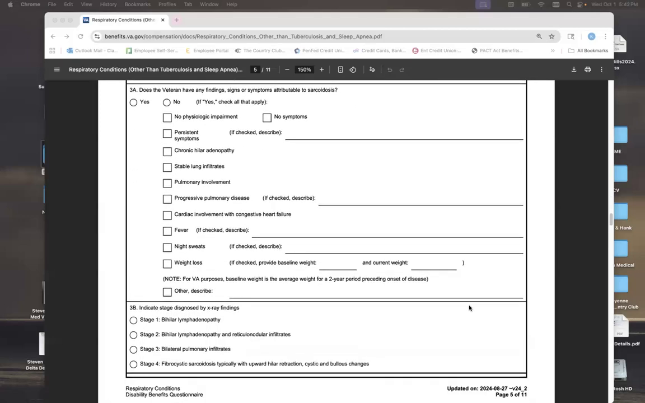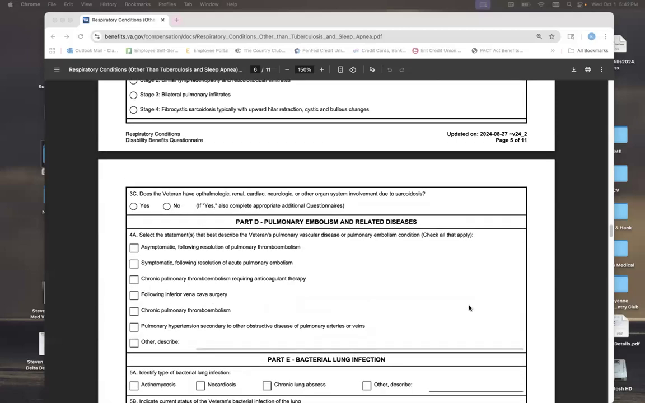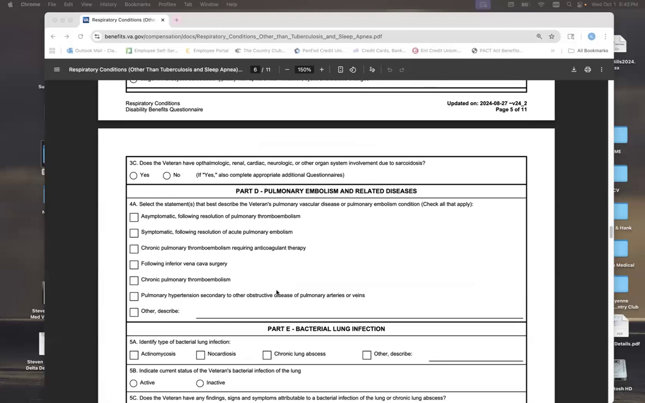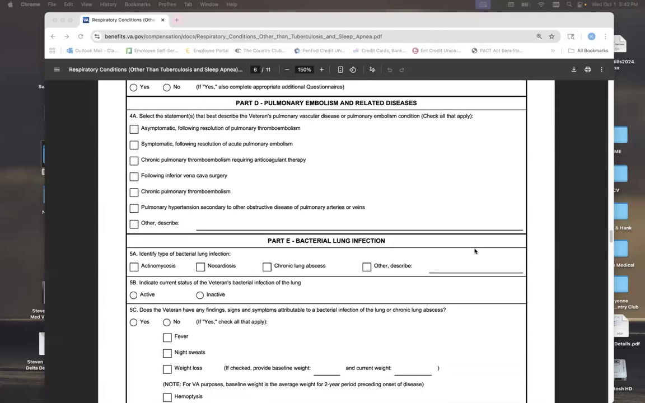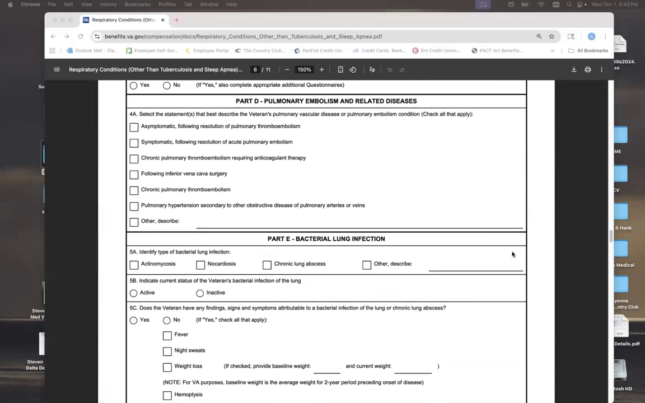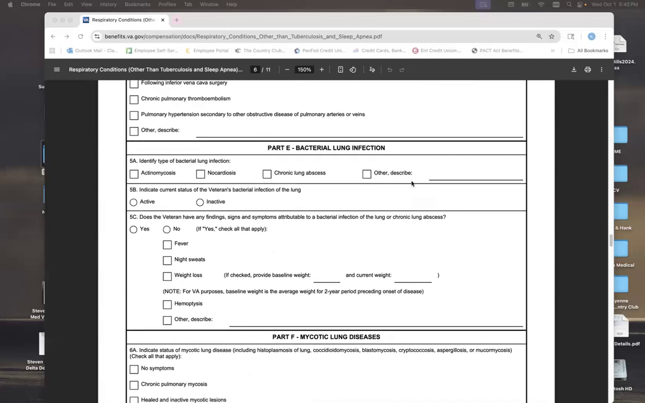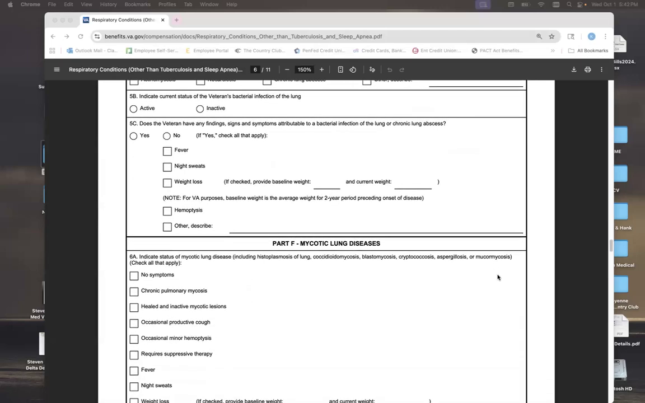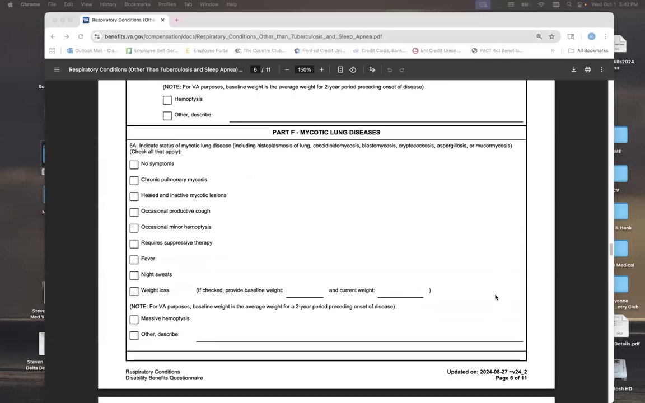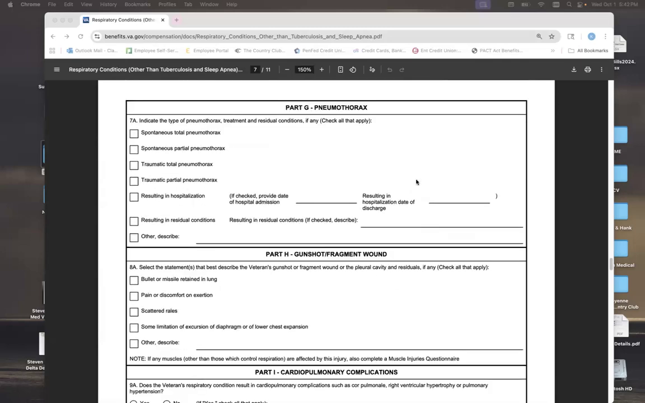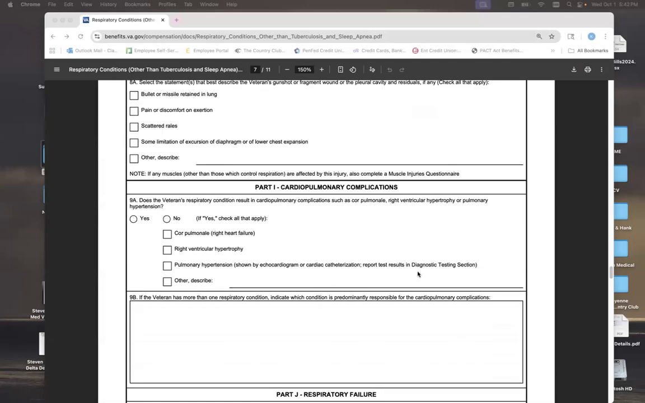Sarcoidosis, again, that would be in the medical records. We're not allowed to do any lab work or a full workup like that. Pulmonary embolism, again, would be in the medical records. We're not making that as a new diagnosis at a compensation and pension exam. Bacterial lung infection, those would be some examples that they have, but you can also put other. Mycotic lung disease for those. This is that section to complete. Pneumothorax, gunshot fragment wound, and then any cardiopulmonary complications like cor pulmonale, right ventricular hypertrophy, pulmonary hypertension.